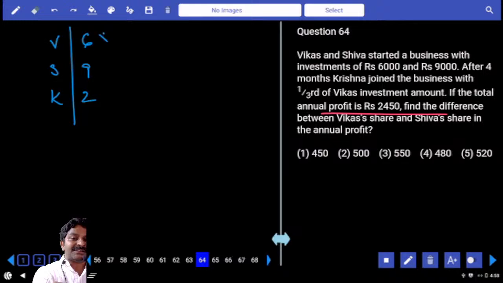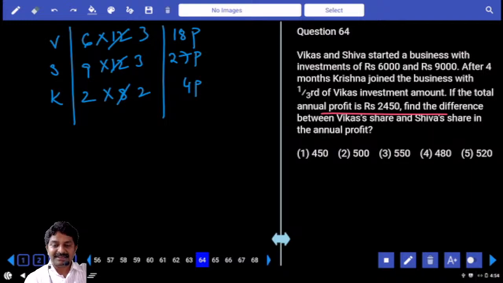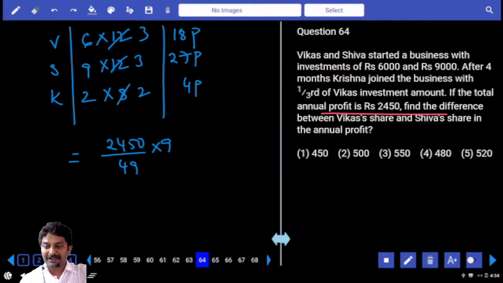Okay. Vikas and Shiva are there from the beginning. They are there for 12 months. Krishna joined after 4 months. He will be there for 8. 4, 3 times, 3 times, 2 times, 6 3s, 18, 27, and then 4 parts. Total 49 parts is equal to 2,450. 1 part is 49. Question is to identify difference between Vikas and then Shiva, which is equal to 9 parts. Answer must be a 9 multiple, there is only 1.